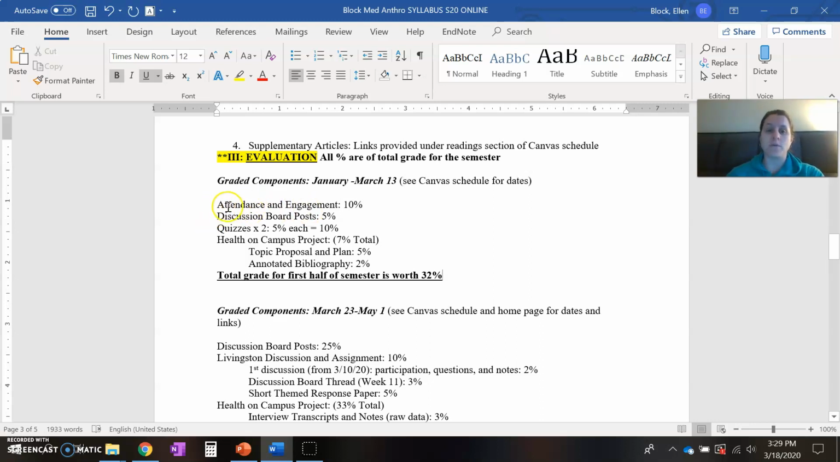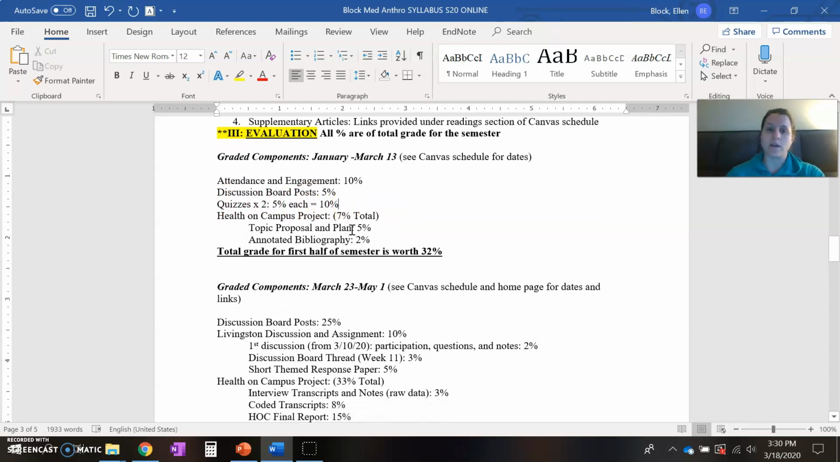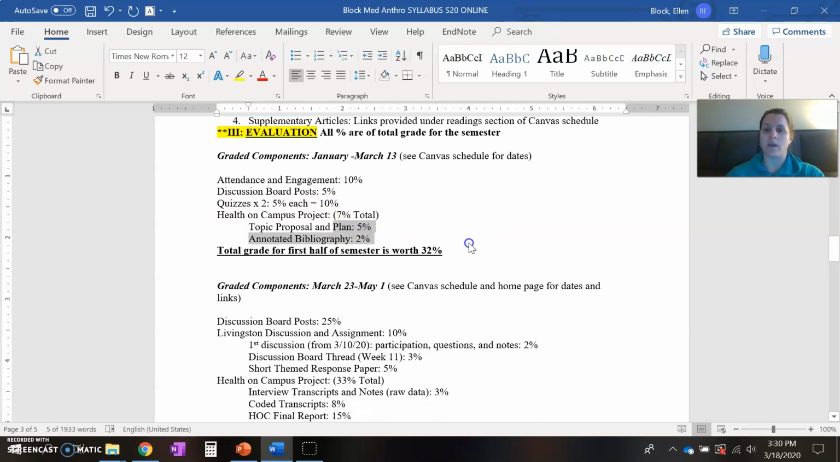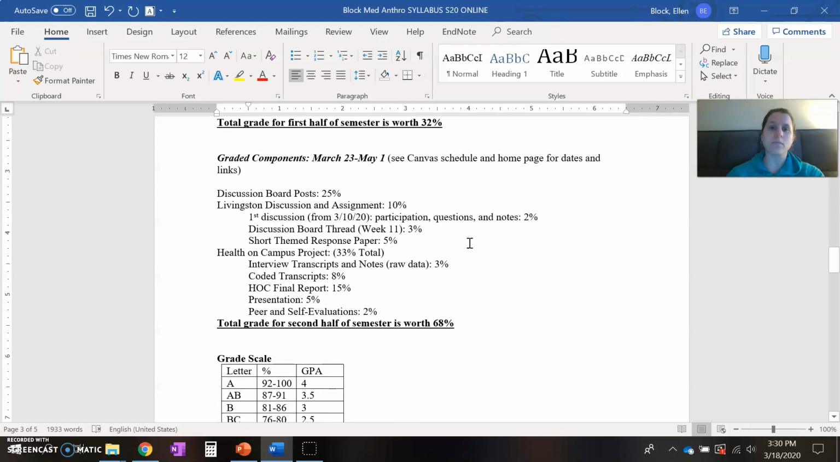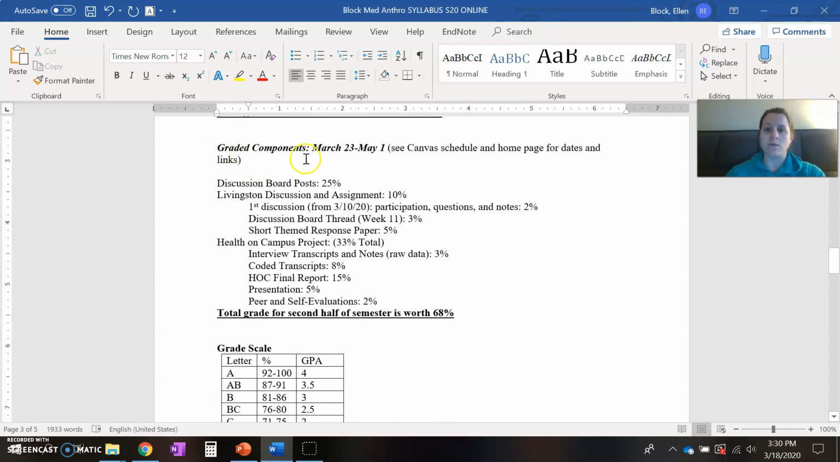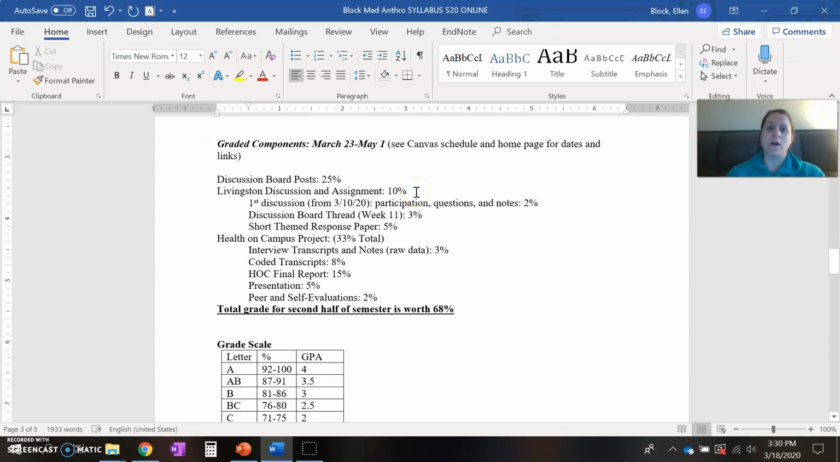So from the first half of the class, you can see the attendance and engagement were worth 10%, discussion boards were worth 5%, each of the quizzes was worth 5%, and then you'd done these two parts of the Health on Campus project already. So from now till the end of the semester, the graded components will be worth a total of 68%. The discussion boards are going to be worth 25%. That's not including next week's discussion, which we're going to have on Livingston.